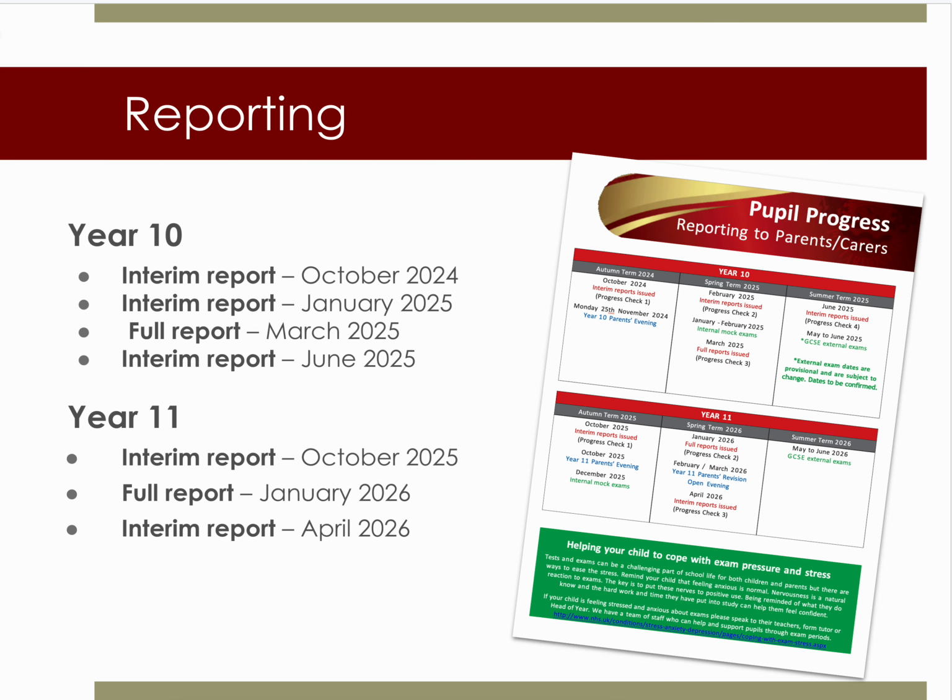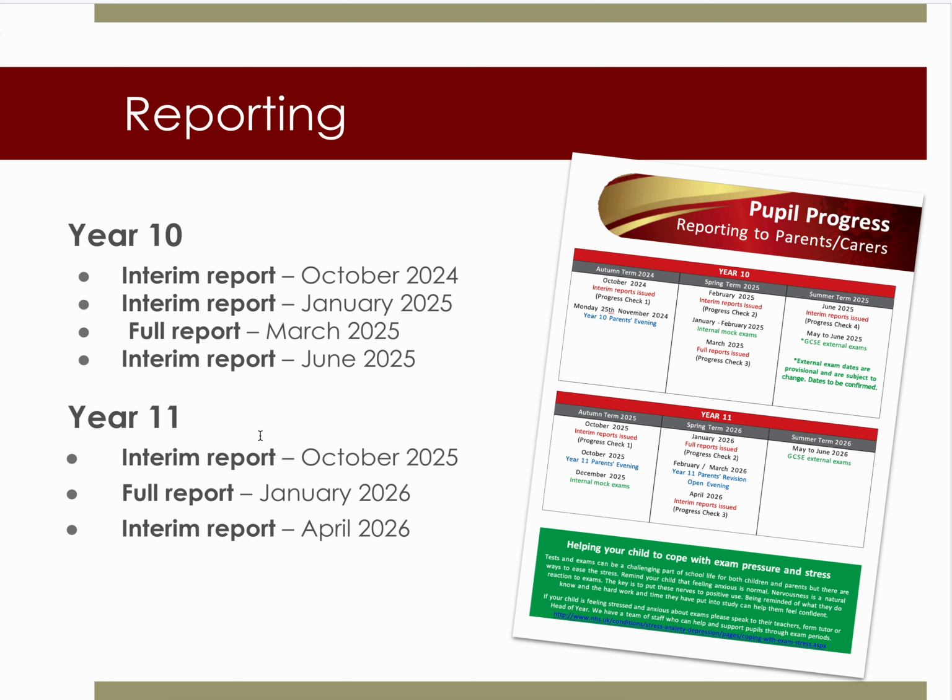We will also be reporting to you quite regularly. So the first interim report is going to be done within October, the second is January, and then you'll have a full Year 10 report due in March, followed by the last interim report in June.